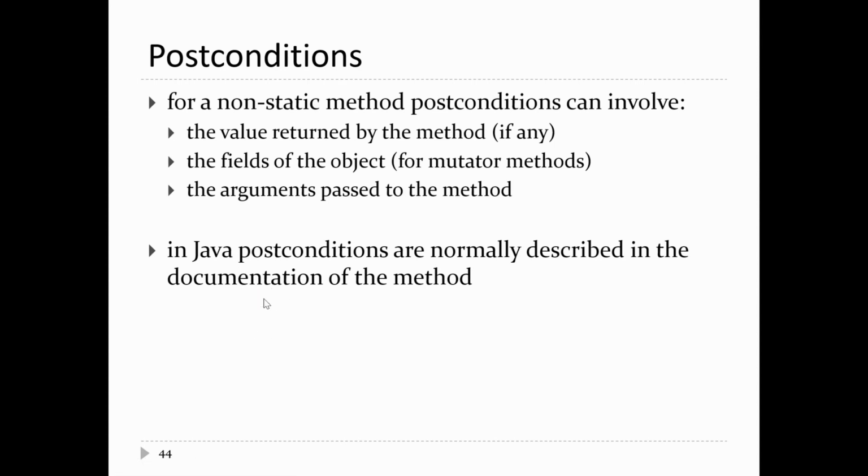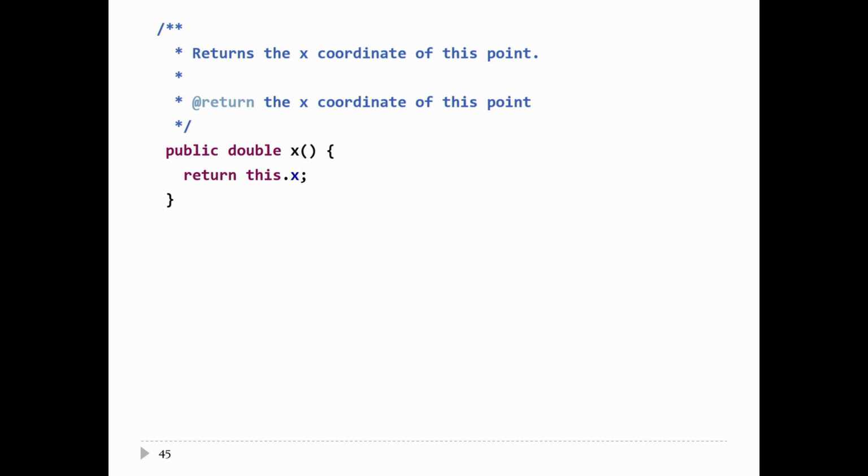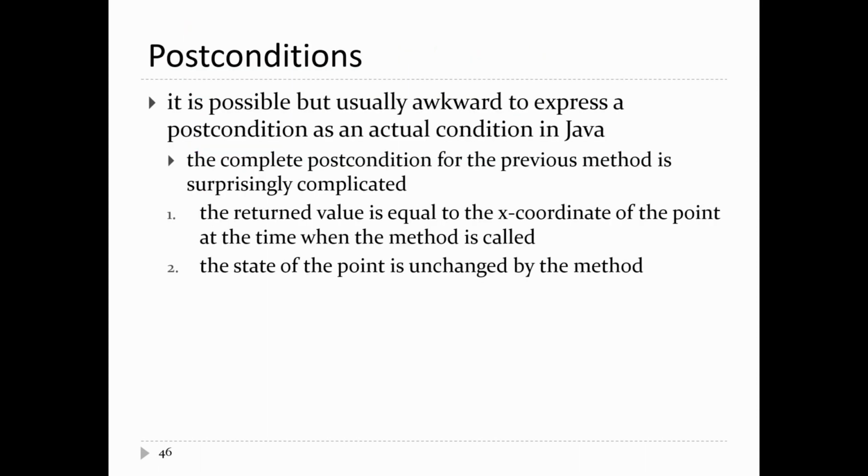Now, normally the postconditions for a Java method are not described as true conditions, so they're not expressed as true-false expressions. Instead, they're described in plain old English. And so here's our method x in the Point2 class. Remember, this method just returns the x coordinate of the point. Normally what you see is a description of the method. This one returns a value, so there's an @return tag that describes what the method is supposed to do. Now notice what's not here. What's not here is the actual postconditions of this method.